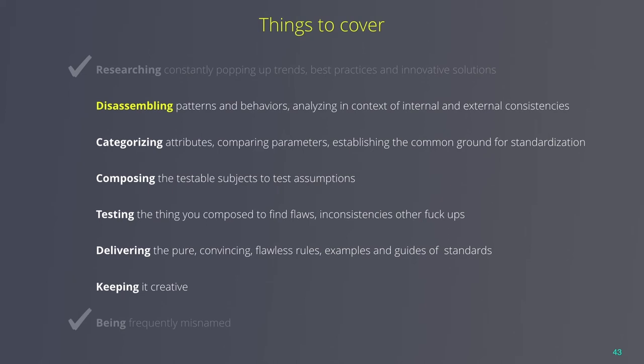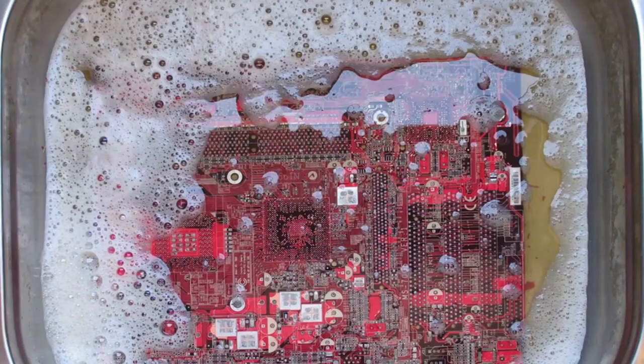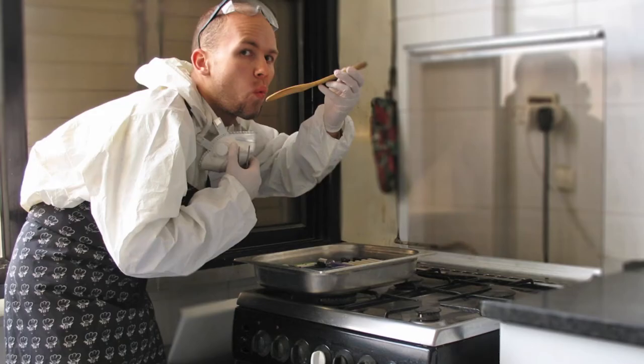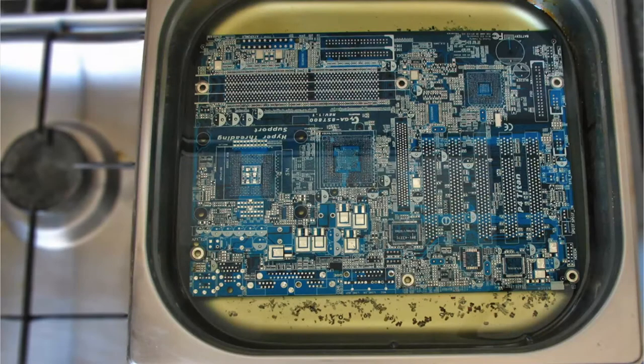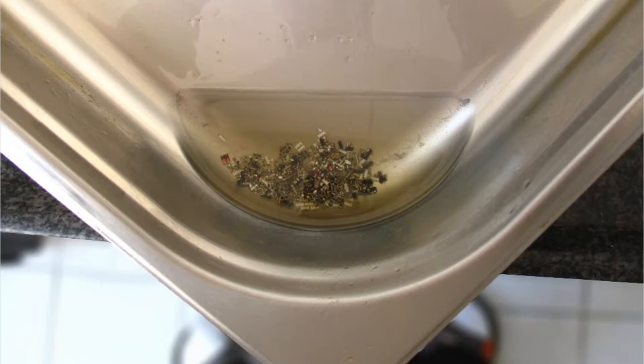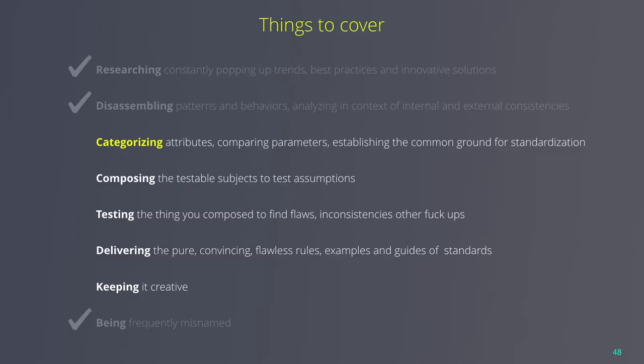And I came to one question: how do I disassemble a PCB board? I found out that actually boiling them or cooking them for 10 minutes makes a difference. They start to disassemble by themselves. They tear apart, and I take the small parts and collect them for the next phase, which is categorization.